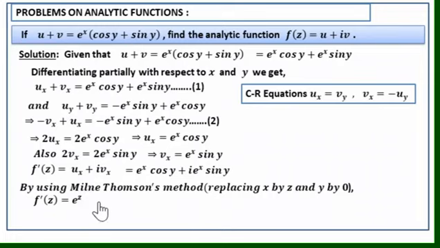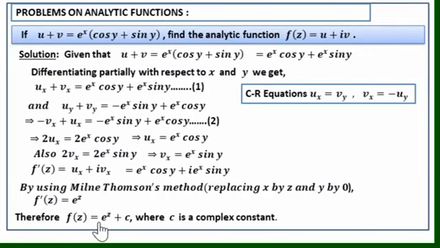Then to get f of z, we integrate both sides with respect to z. So integral of f dash of z equal to integral of e power z dz, or f of z equal to e power z plus c, where c is complex constant.